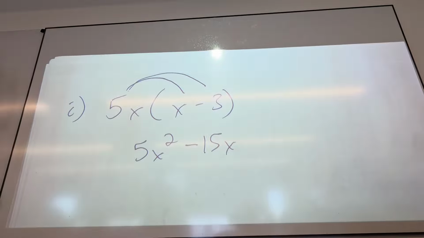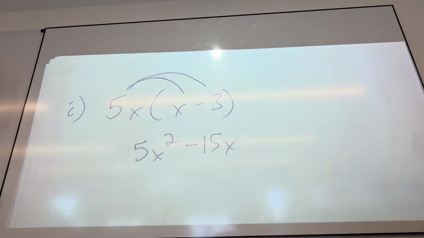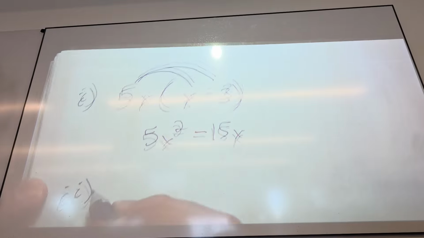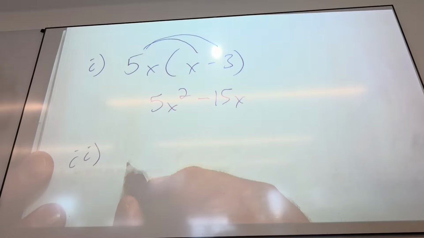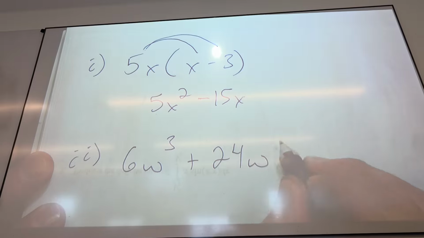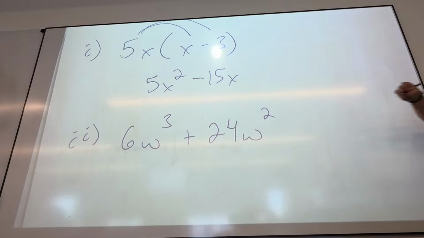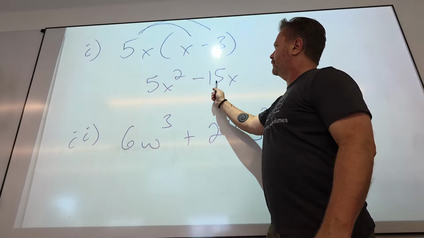Now, the most basic form of factoring is called GCF, greatest common factor. Another better name for it is undistributing. I'm going to give you an expression like this, and you have to work backwards. So for example, let's do 6w cubed plus 24w squared.